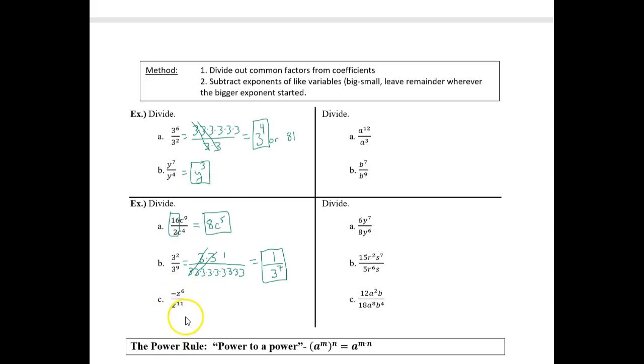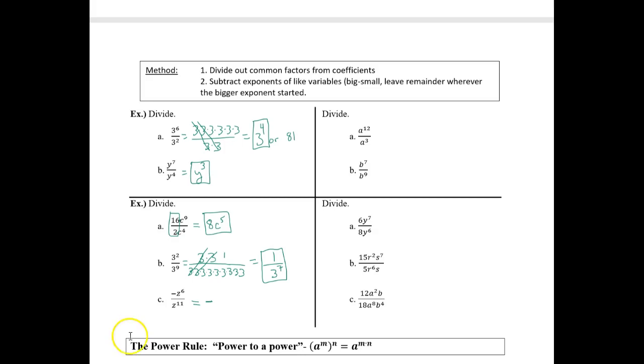Alright, let's look at this last one here. It says negative z to the 6th divided by z to the 11th. Don't be fooled by that negative. There's nothing fancy going on. It's just a negative number. So overall, this will end up being a negative fraction. A negative divided by a positive would end up negative.